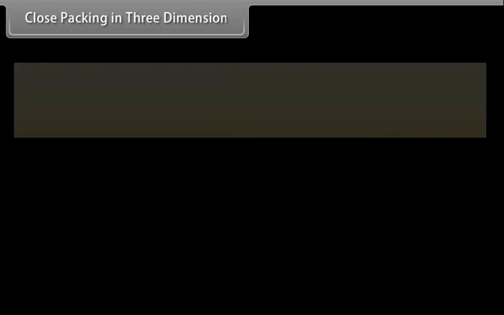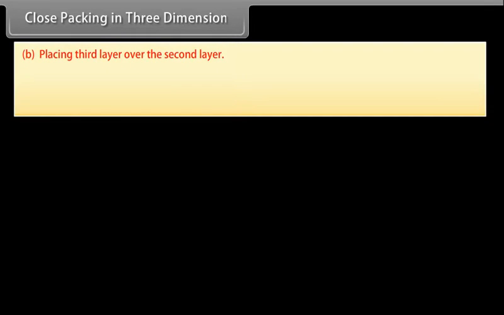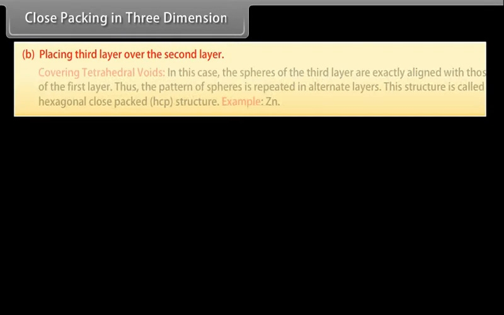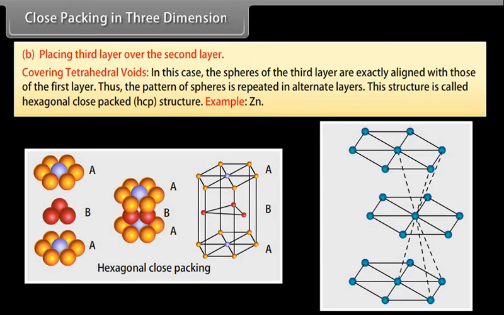Placing the third layer over the second layer. 1. Covering tetrahedral voids. In this case, the spheres of the third layer are exactly aligned with those of the first layer. Thus, the pattern of spheres is repeated in alternate layers. This structure is called a hexagonal close-packed HCP structure. Example, zinc.